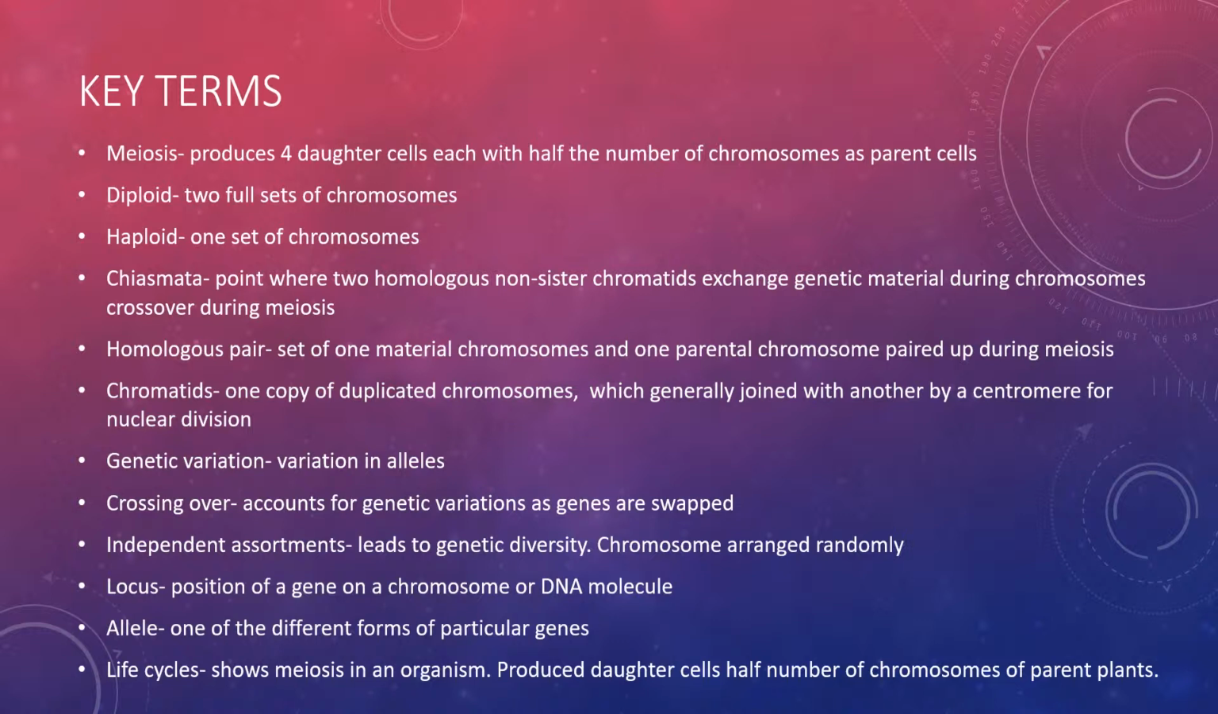Allele is one of the different forms of a particular gene, and life cycles show meiosis in organisms. It produces four daughter cells, with half the number of chromosomes as the parent cell or plant, wherever it is.